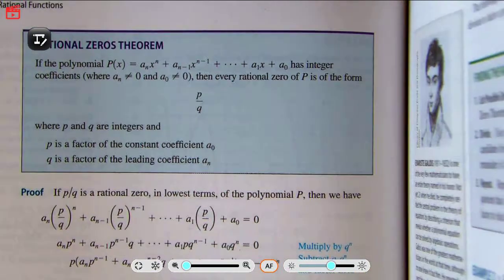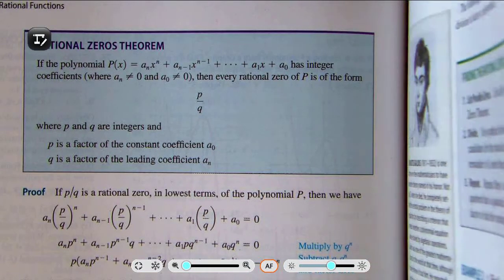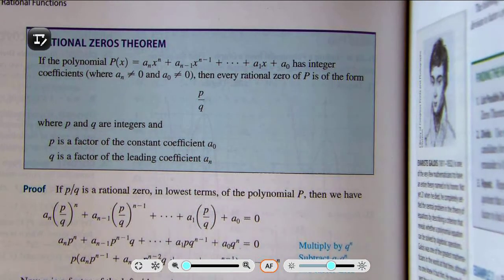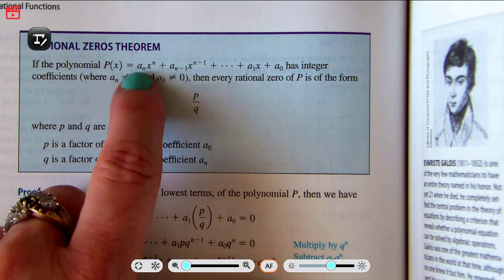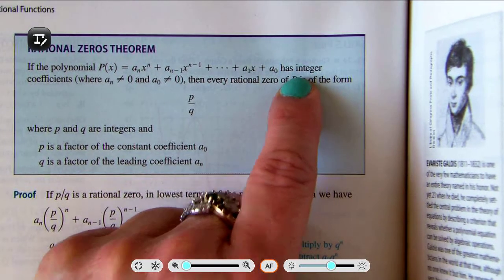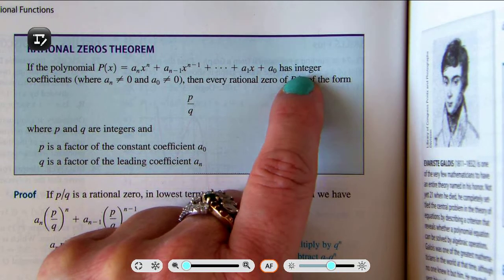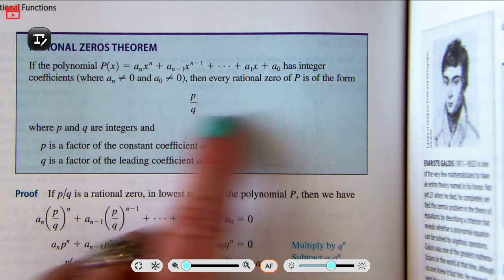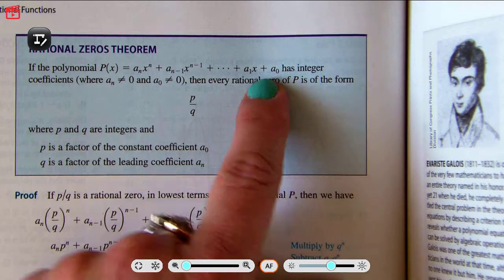There we go. Is the rational zeros theorem. Okay, so now we've talked about how many zeros there are and so forth. If we have a polynomial, so again, polynomials look like this, that wonderful a sub n x to the n, a sub n minus 1 x to the n minus 1 and so forth. If it has integer coefficients, so really nice numbers, 3s, 5s, -7, all those wonderful integers. Again, a sub n, the first one is not 0, and the last one is not 0.